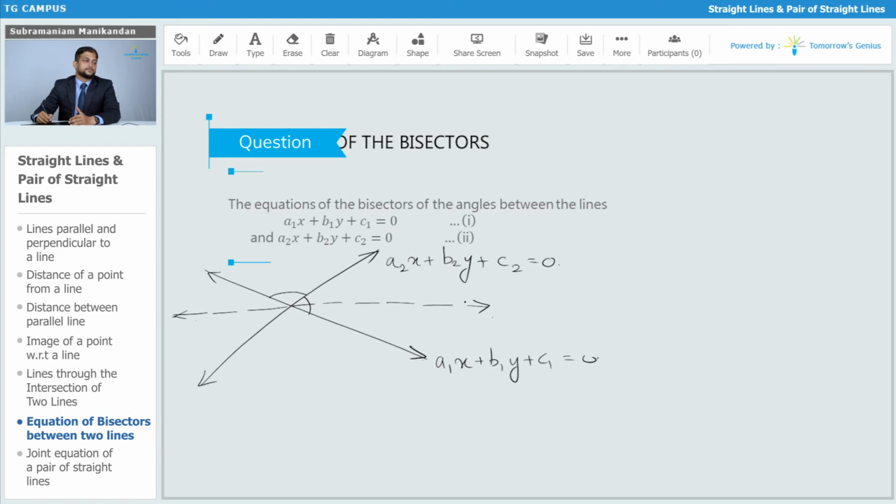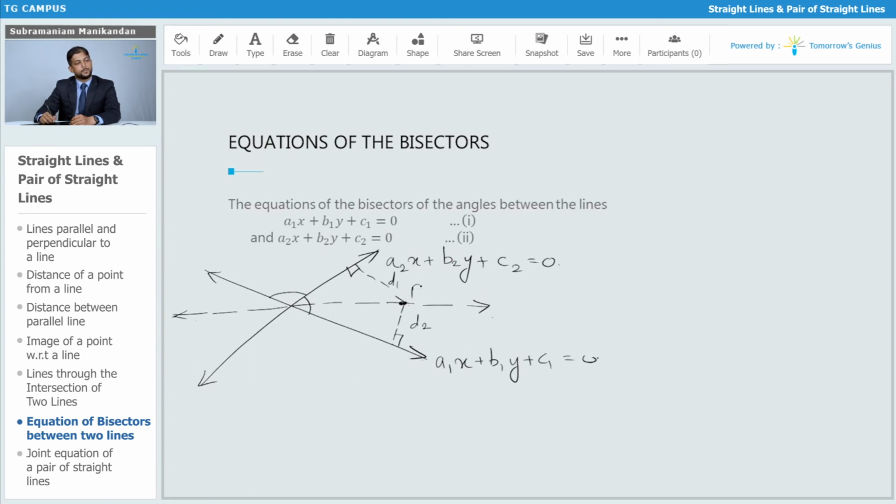Then this line can be said to be, every point on this line, can we say that its perpendicular distance from the two lines is equal, that is, the distances d1 and d2 will be equal? Yes.